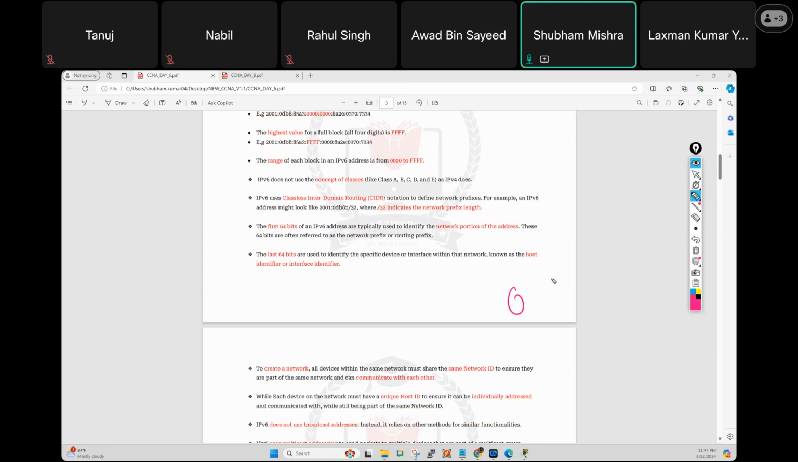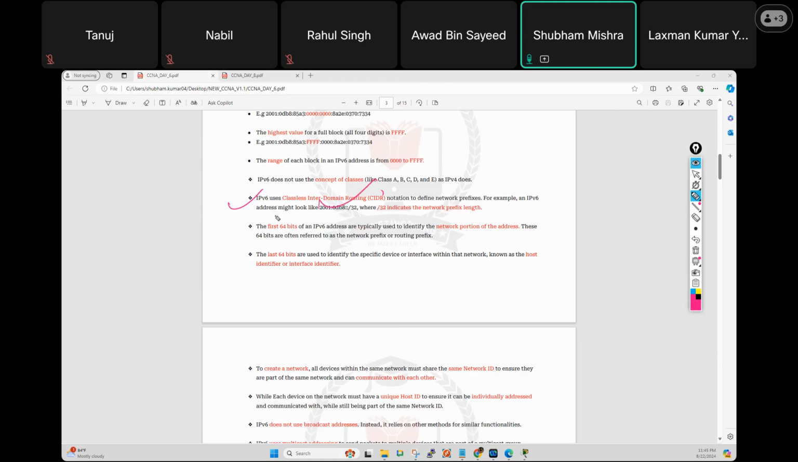Now, if anyone asks you what the range is, for example, in IPv4, what is the range in each octet? 0 to 255, right? This is the maximum number in IPv4. But in IPv6, what is the range? 0 to FFFF. Clear? In IPv4, there is a concept of class A, class B, class C, class D, class E, right? But in IPv6, there is no such concept. We use the CIDR concept, in IPv4 and also in IPv6.